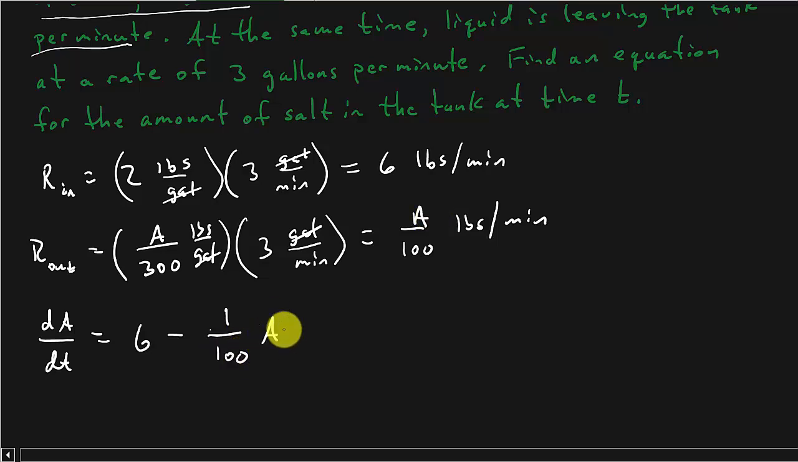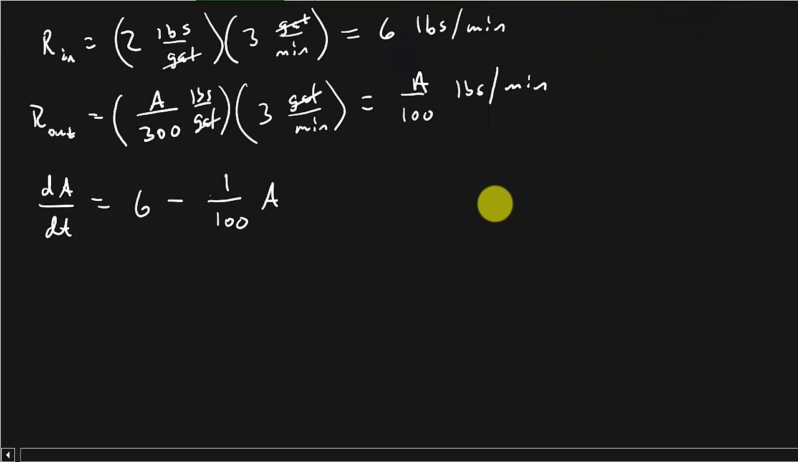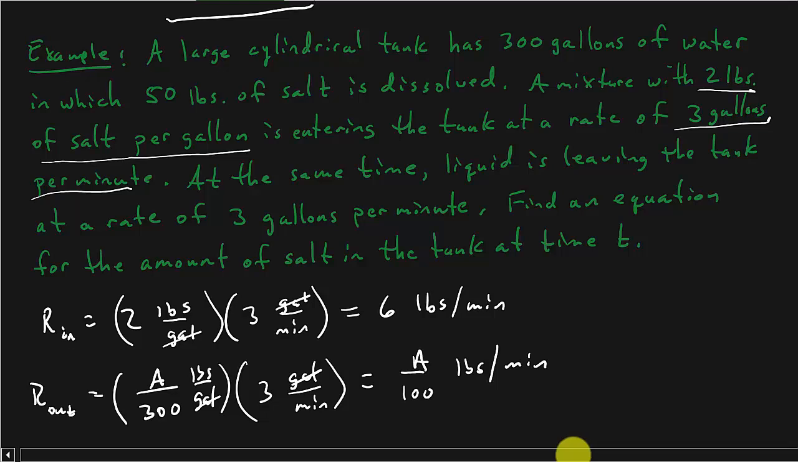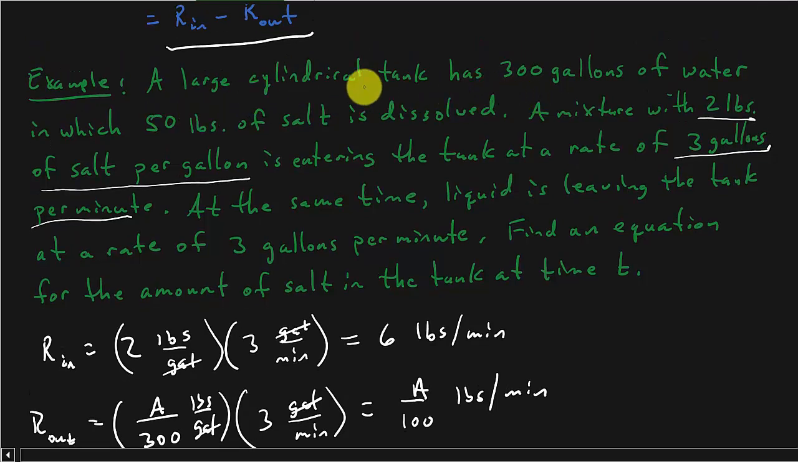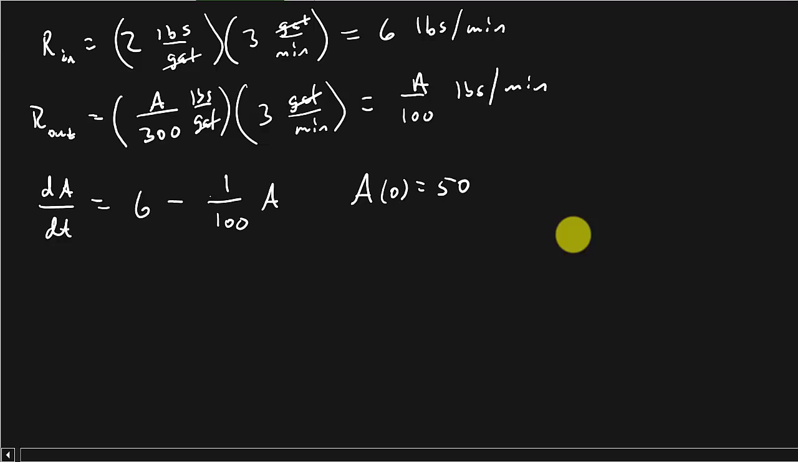All right, so now we also know that A of 0 is equal to 50. It says a large cylindrical tank has 300 gallons of water in which 50 pounds of salt is dissolved, so 50 pounds is the initial amount. And so we have a differential equation here: dA/dt plus 1 over 100 A equals 6. So we're going to use an integrating factor here.